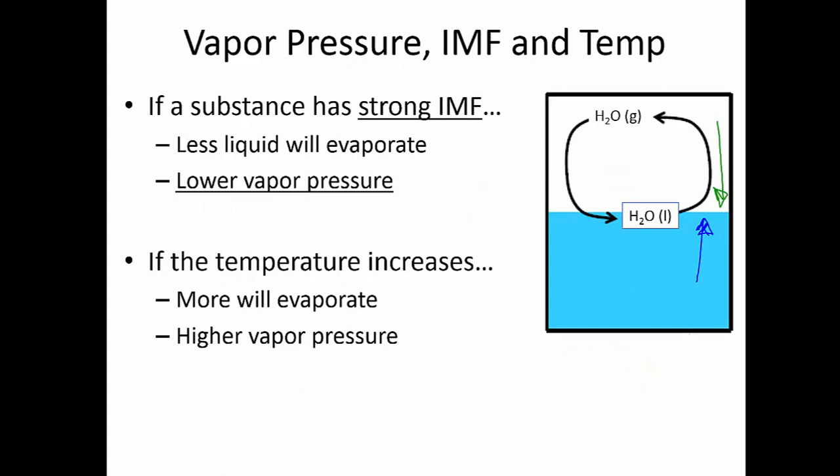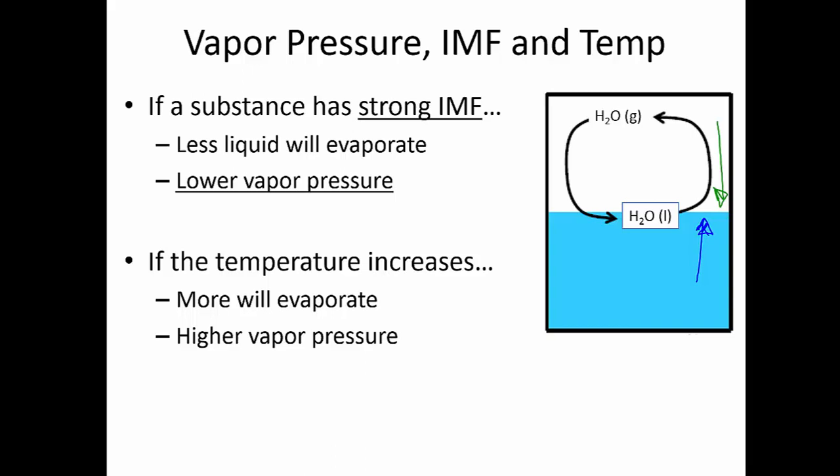So what we observe is that if a substance has strong intermolecular forces, less of the liquid will evaporate, resulting in a lower gas pressure. So that gives you a lower vapor pressure. If you have weak intermolecular forces, you have more liquid evaporating, so you'll have a higher vapor pressure. There's also a role of temperature in this.